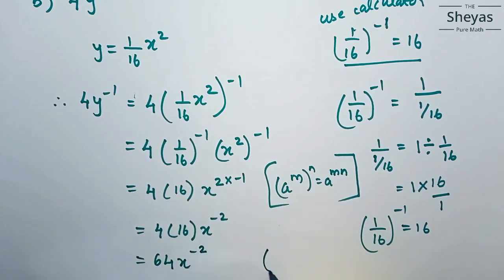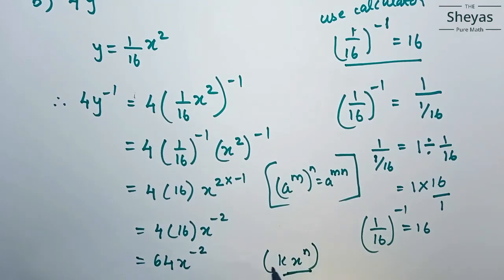Now it is of the form k x power n, which is what is asked in the question. So k is 64, x is the same, and n is minus 2. So this is the required answer. Your answer is in the form k x power n, where k is 64 and n is minus 2.